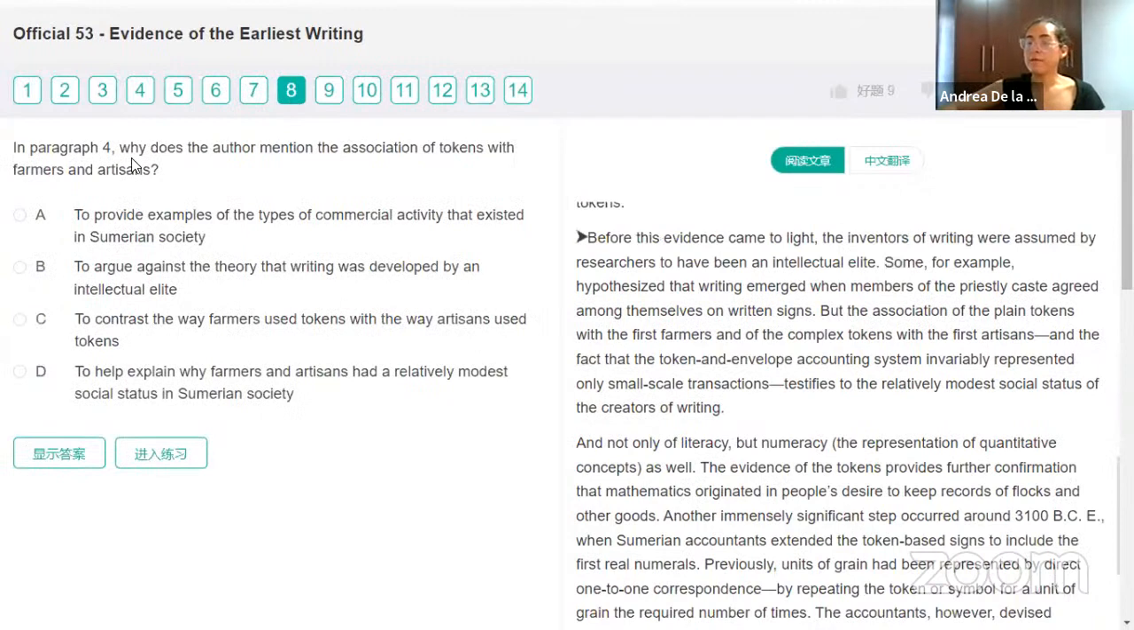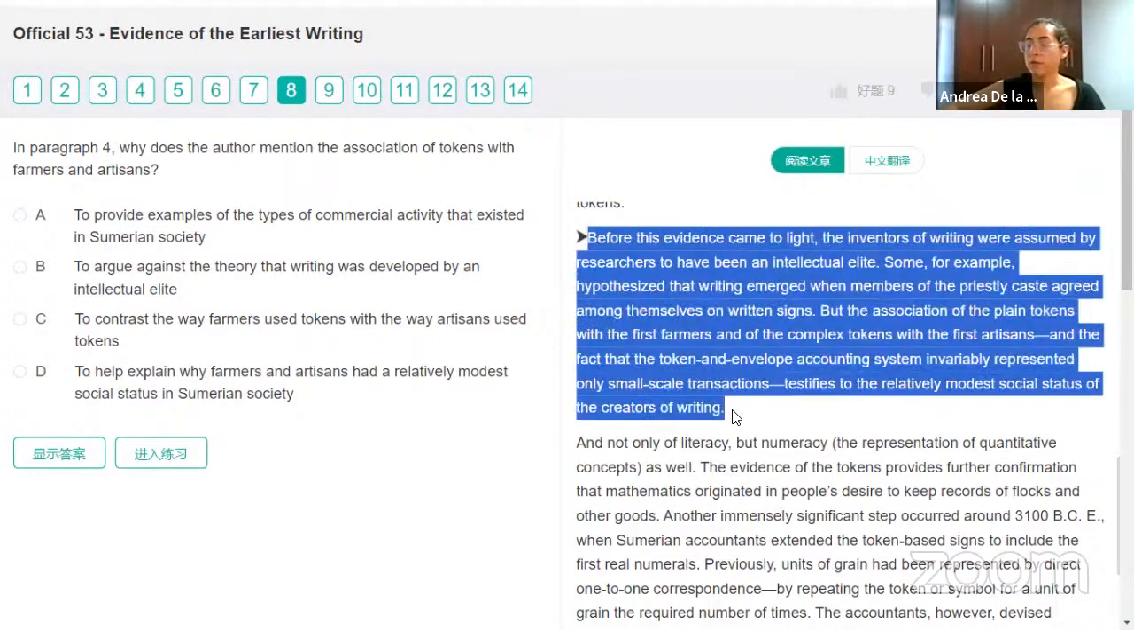Number 8, in paragraph 4, why does the author mention the association of tokens with farmers and artisans? It's a purpose question. Paragraph 4.